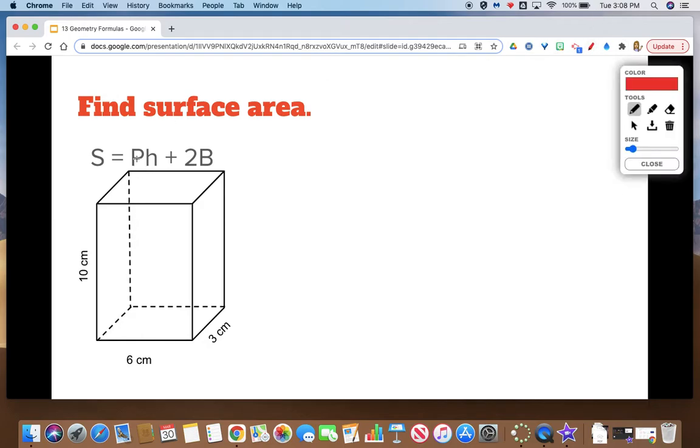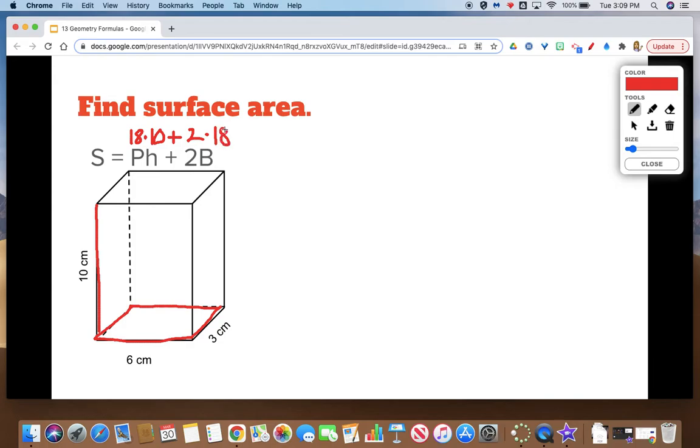Let's do this. Perimeter of the base. You could pick any set of bases here. I'm going to pick the top and the bottom. The perimeter of that would be 6 plus 3, which is 9, plus another 9, so 18. The height of the prism is the distance between our two bases, right here, 10. Plus 2 times the area of the base. Remember, I used this bottom rectangle as the base, so the area would be 6 times 3, 18.